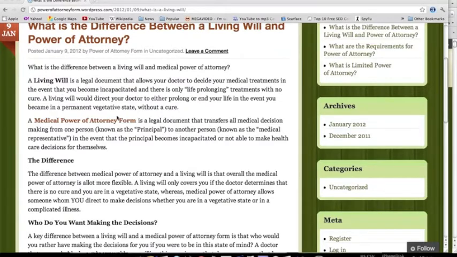A living will is a legal document that allows your doctor to decide your medical treatments in the event that you become incapacitated and there is only life-prolonging treatment with no cure. So in other words, if you're in a vegetative state, such as you have brain damage or something where we do not have a cure for it, a living will allows your doctor to decide your medical treatments. And it really boils down to two things, which you would write out in your living will. You would decide before this happens.